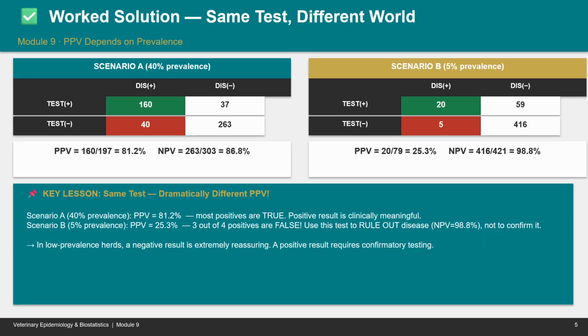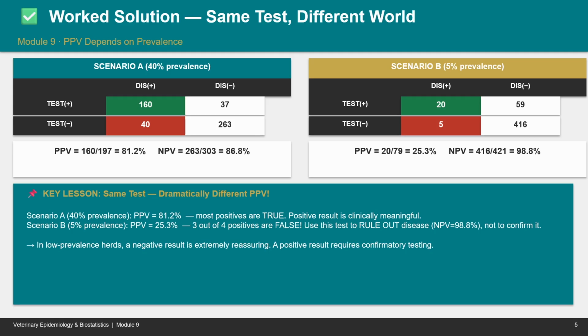Let's look at scenario A first. With 40% prevalence, we have 200 truly diseased and 300 truly healthy animals. Sensitivity of 80% means 160 true positives and 40 false negatives. Specificity of 87.5% means about 263 true negatives and 37 false positives. PPV is 160 over 197, which is 81.2%. NPV is 263 over 303, which is 86.8%.